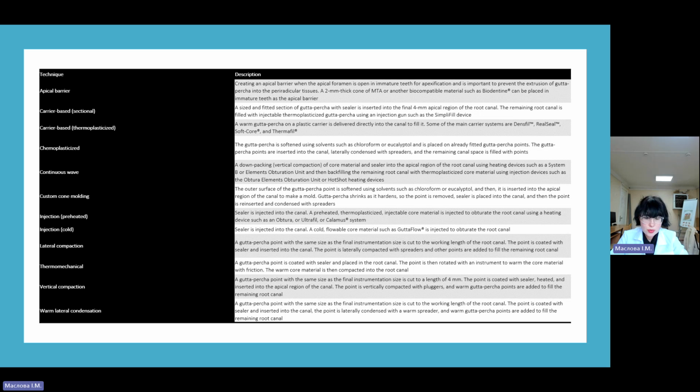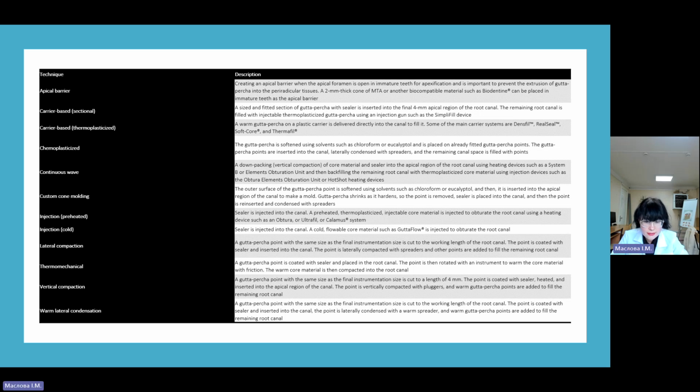Chemoplasticized: the gutta-percha is softened using solvents such as chloroform or eucalyptol, and is placed on already fitted gutta-percha points. The gutta-percha points are inserted into the canal, laterally condensed with a spreader, and the remaining canal space is filled with additional points.